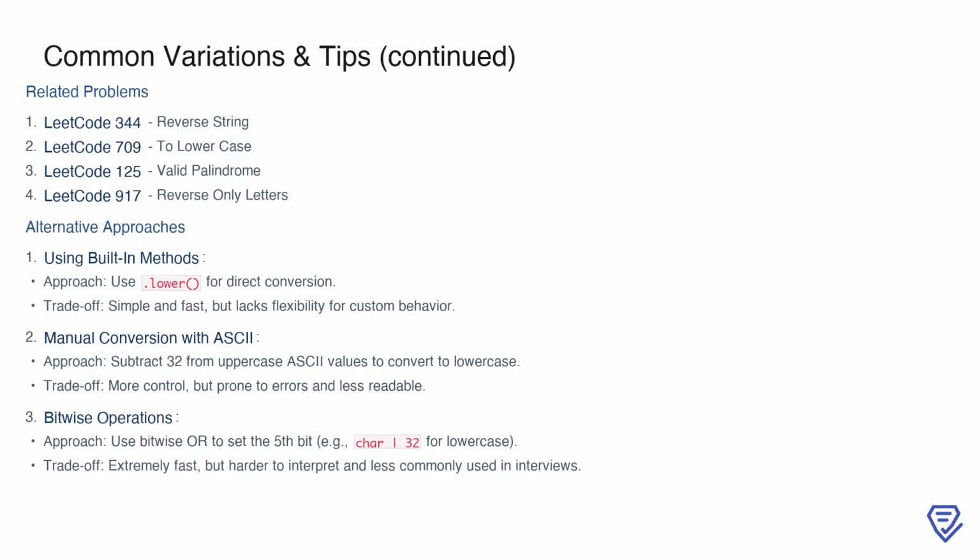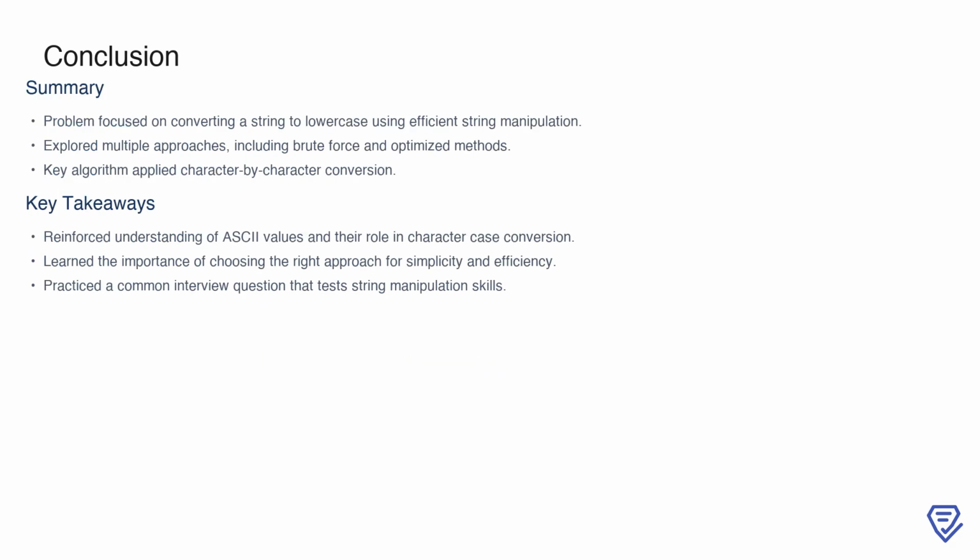Finally, there's the bitwise operation approach, where you use the OR operator to set the fifth bit of a character. This method is extremely fast and efficient, but it's less intuitive and rarely used in interviews. Choosing the right approach depends on the problem requirements and the trade-offs you're willing to make between readability, flexibility, and performance. Great job following along. In this session, we reviewed the problem to lowercase, discussed its solution, and highlighted key takeaways.